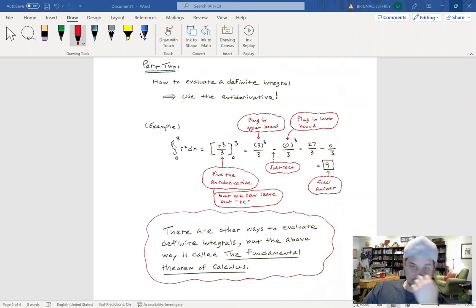So let's take this example that I've just mentioned, the one where the function is r squared and the variable is lowercase r. Here's what we do to evaluate this or potentially any other definite integral. We find the antiderivative of r squared, and that would be r to the third power over 3. Some fine print about that: we leave out the constant of integration.